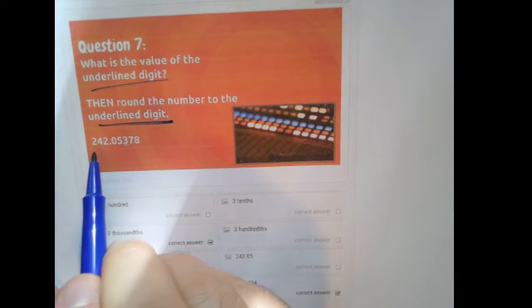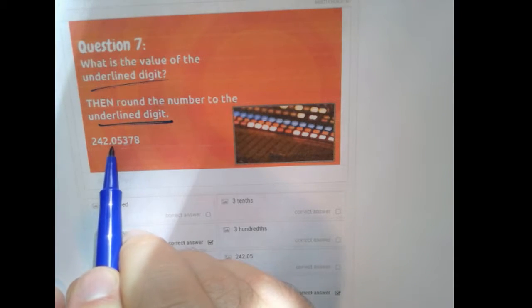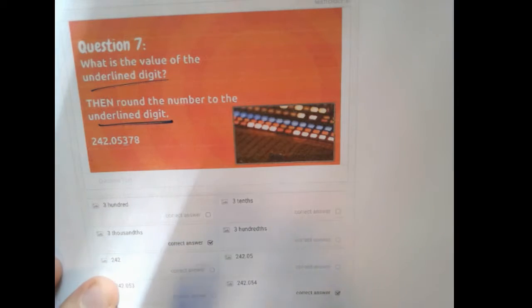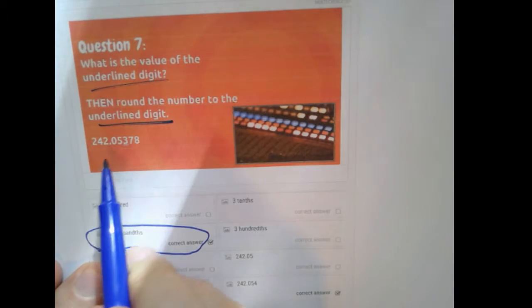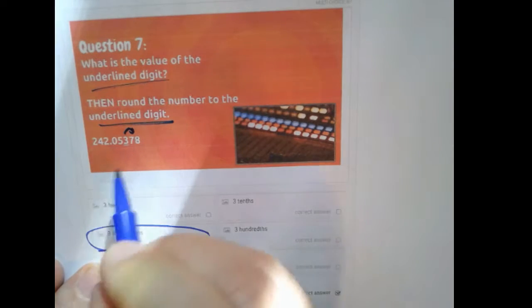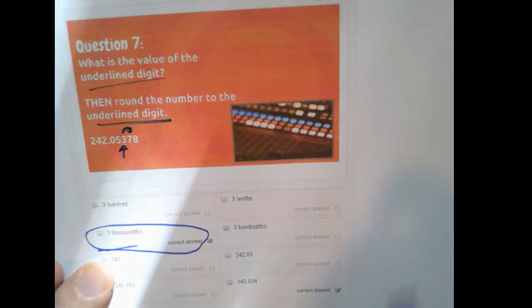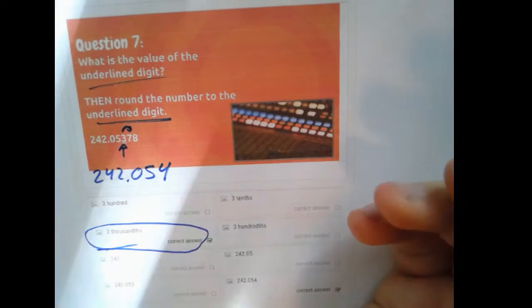Okay, so here we have hundreds, tens, ones place. Then we have tenths, hundredths, thousandths. So it's the 3 thousandths. And if we were to round to that, remember we look to the number to the right. If it's 5 or more, then we're going to round that number up. So it's going to be 242.05. We don't touch those. And then instead of 3, it's going to get bumped up to 4. And then we drop off the rest. So that would be rounded to the thousandths. There we go.